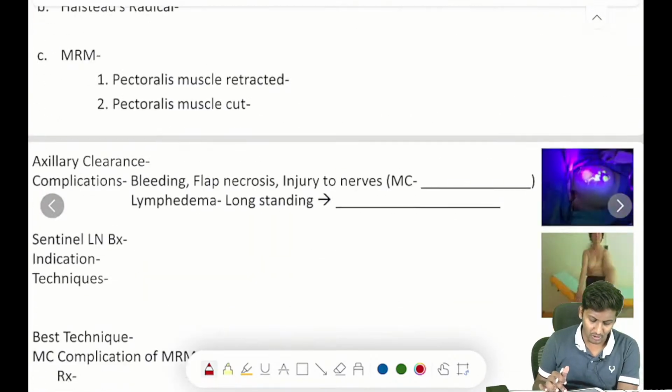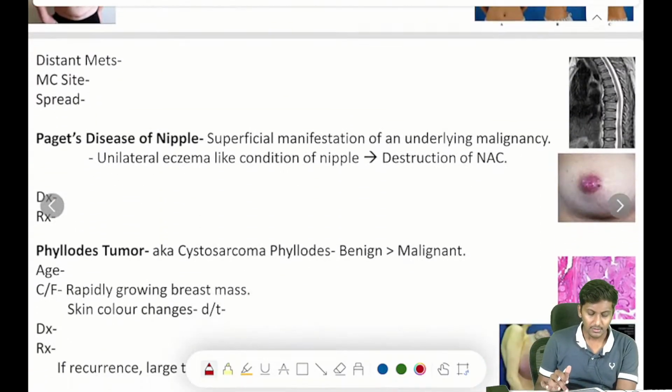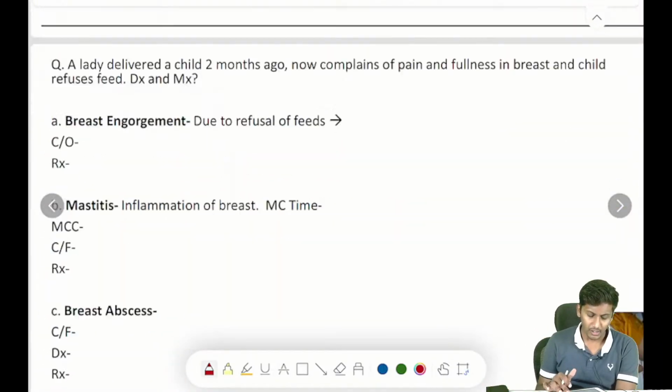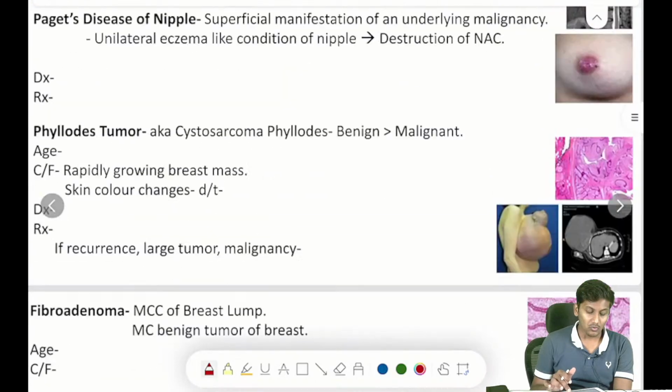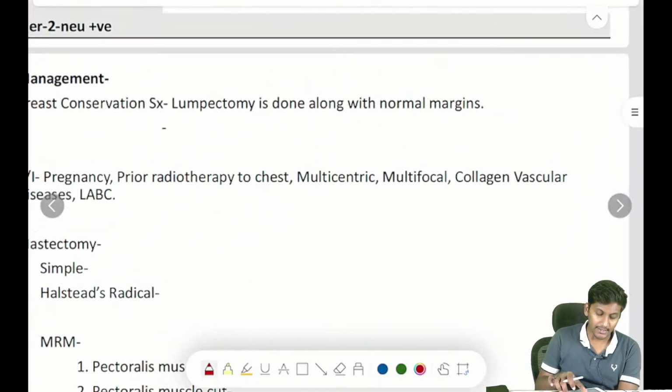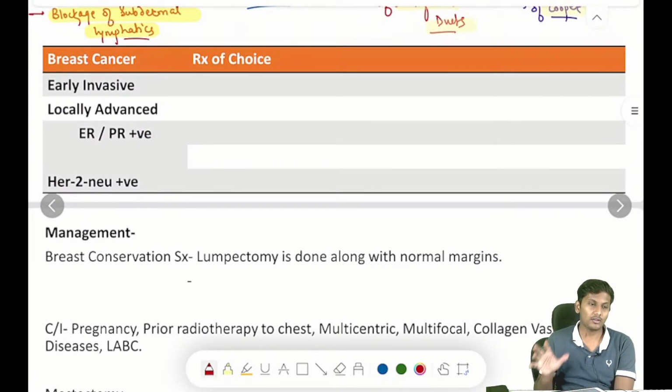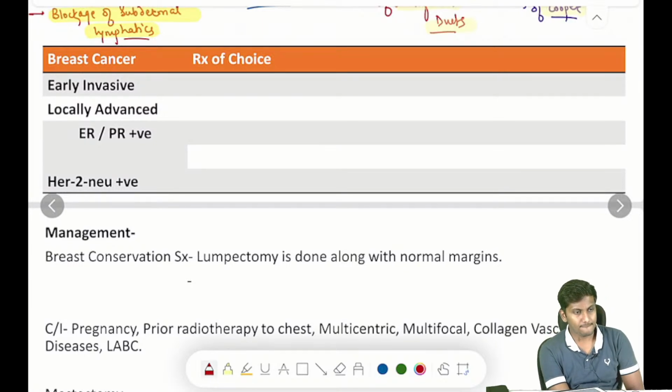So now we will be talking about the management of breast cancer, and then some important conditions or tumors of the breast. If you want your break, let's take a break then, because management is important. I'll try to summarize all the management in one table and then we'll describe it also. Don't worry about that. Okay, take a 15 minute break, then we'll join back again.